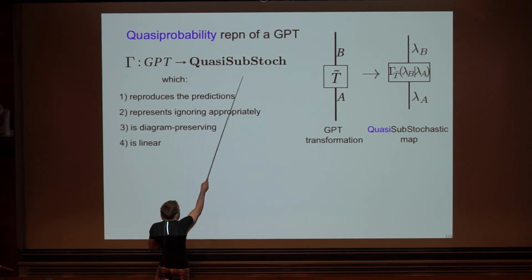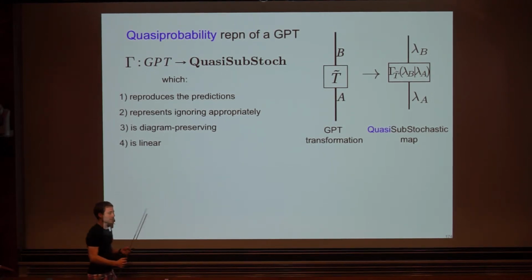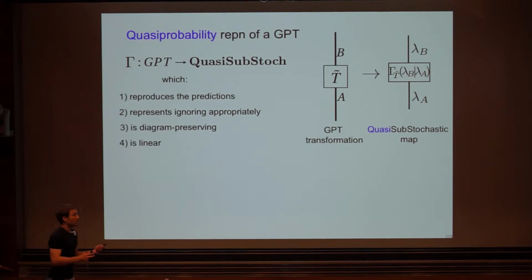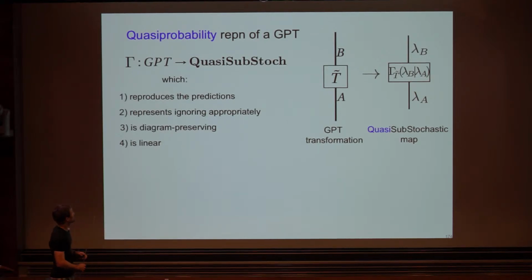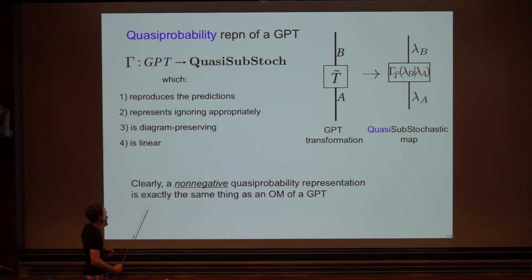Now what's changing, while the domain is still the GPT, is the codomain. Instead of substock, we have quasi-substock, which is defined in the same way, except that now the matrix elements of those processes don't have to be between 0 and 1. They can go negative as well, for example.